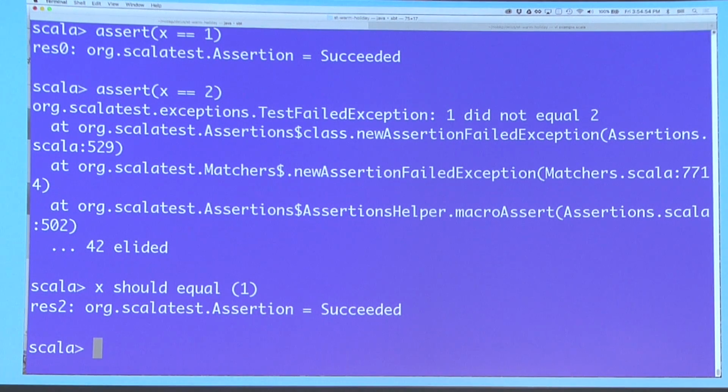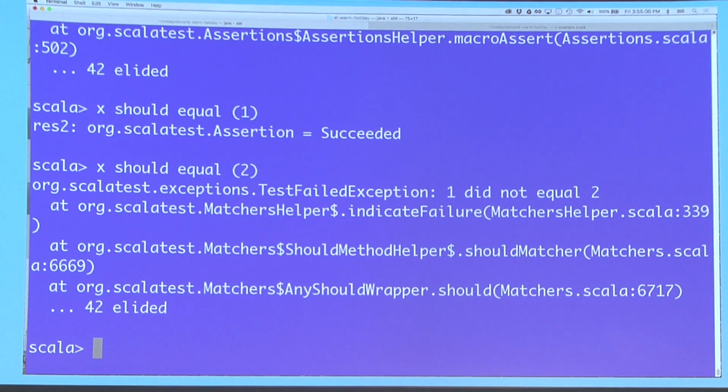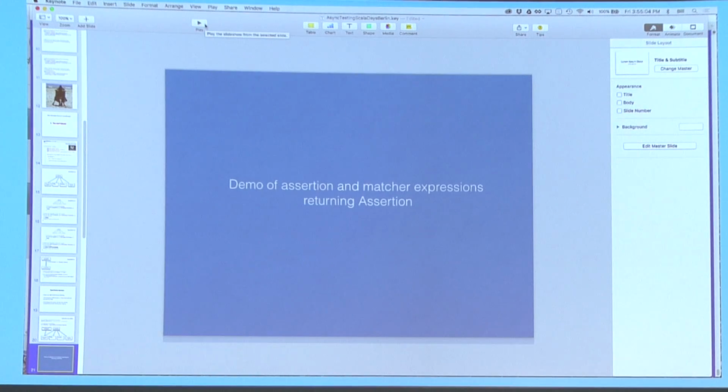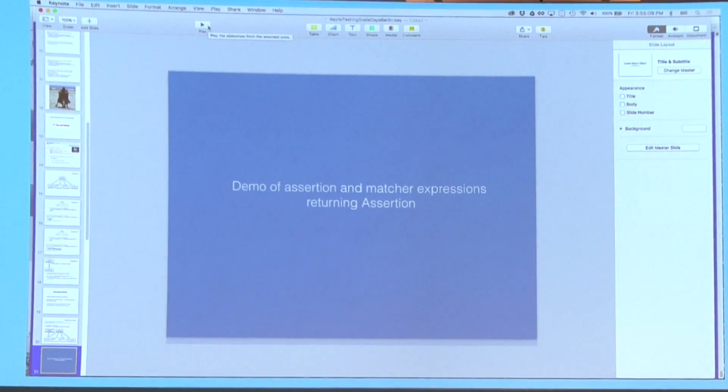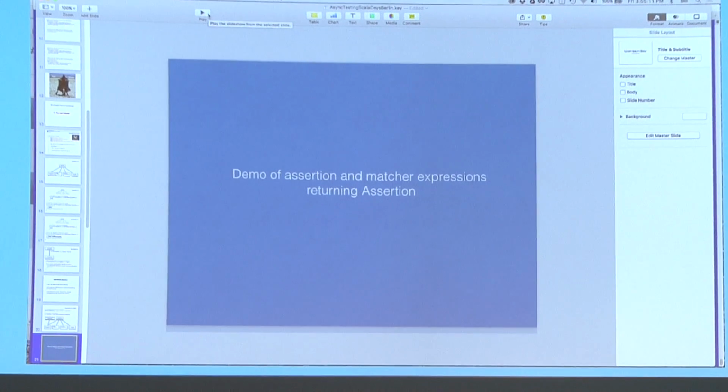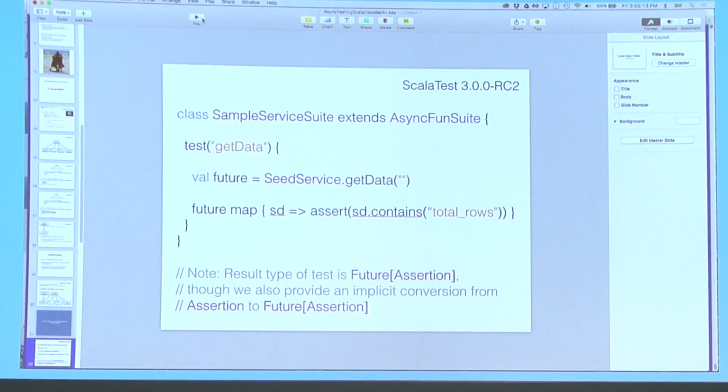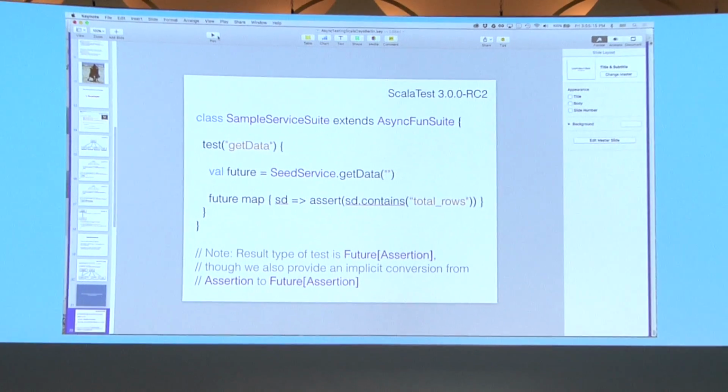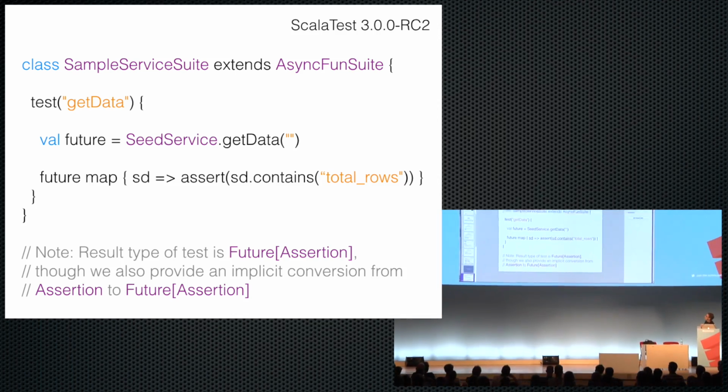Gives you the type of the expression is assertion. The value is succeeded. And if I change 2, I get the same exception I did before, right? OK. So now that's what the type of assert is. So if you map that on, you actually will get a Future[Assertion]. OK. And then what you can therefore do is this.